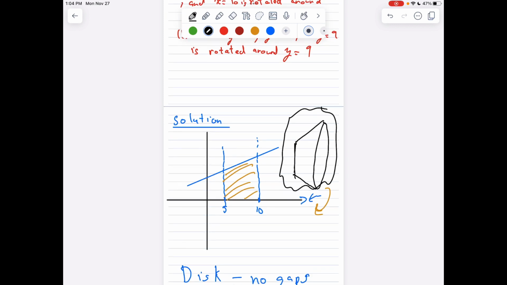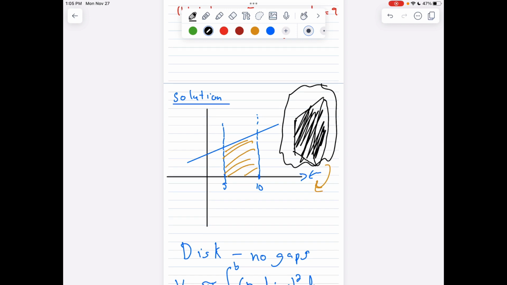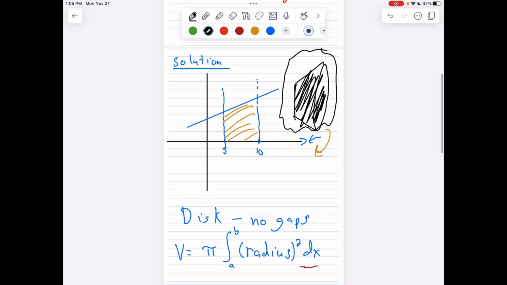the big point here in terms of our setup is when you do this rotation, you have a solid shape that has no gaps in the middle or anything of the sort. When that happens, we use what we call the disk method. There's no gaps, and the volume is equal to pi times the integral from a to b of radius squared dx. The radius stands for the distance from the function to the axis of rotation.